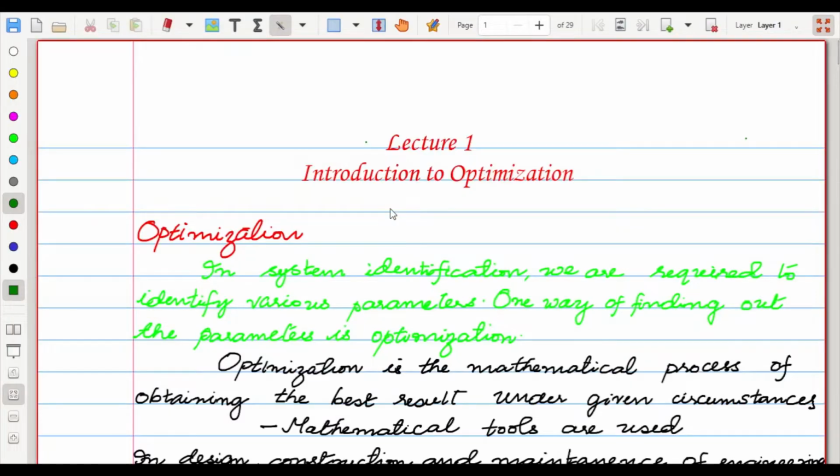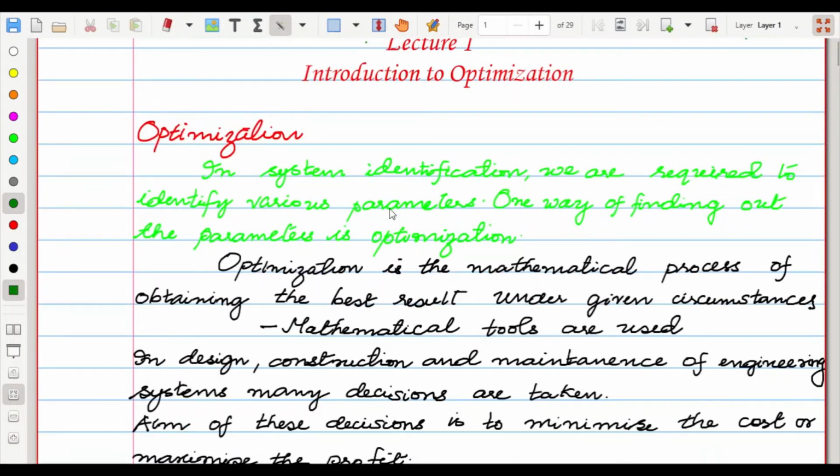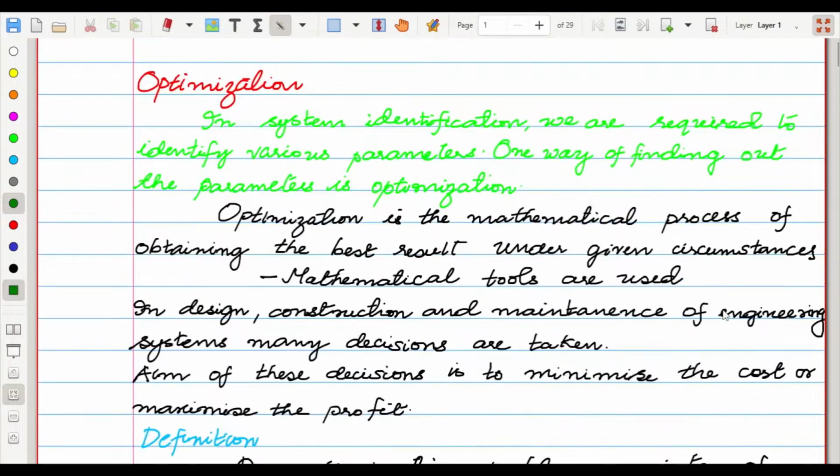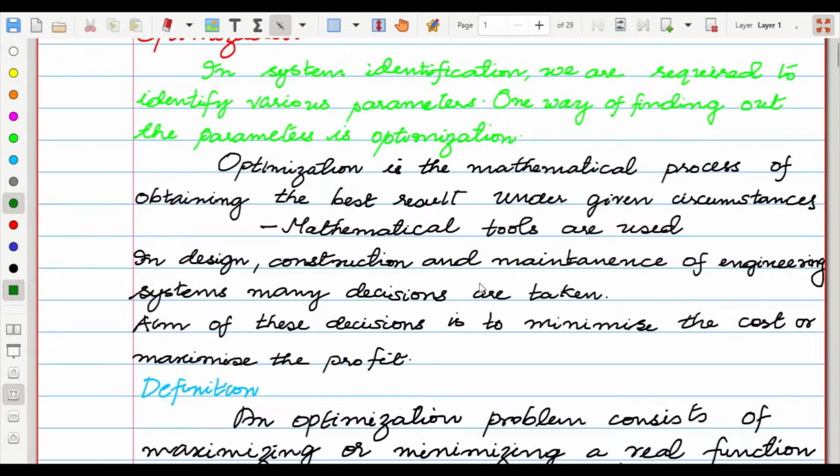Welcome to the lecture on optimization. What is the purpose of optimization? In system identification, we are required to identify various parameters. One way of finding the parameters is optimization. It is a mathematical process of obtaining the best result under given circumstances. So we can use some mathematical tools for obtaining the results.